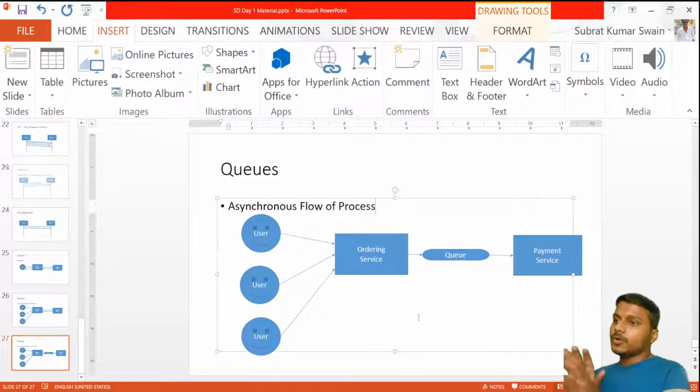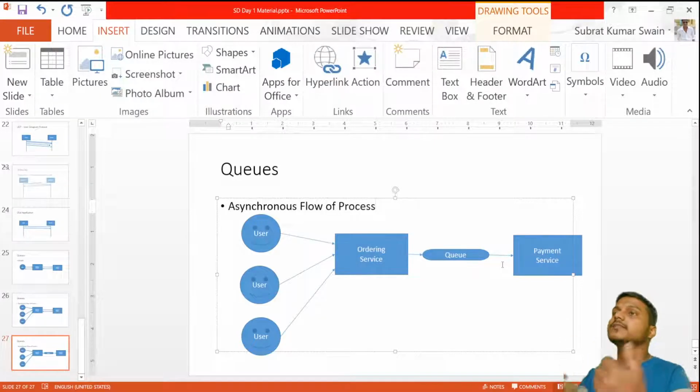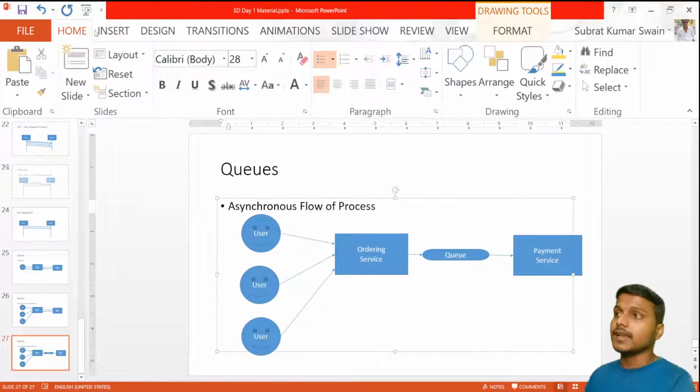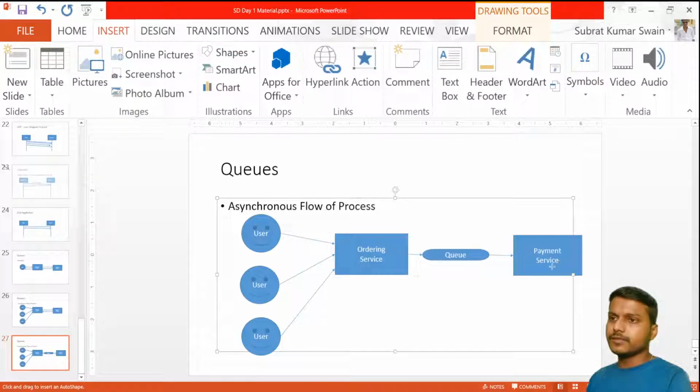So even if the payment service is able to handle 4 requests at a time, the ordering service is now able to take up 40 requests, and it will just add the requests to the queue, and the queue would distribute the requests to the payment services. As I told in the last class, there would not be one single instance of payment service. There would be various instances, so the queue will distribute among them.